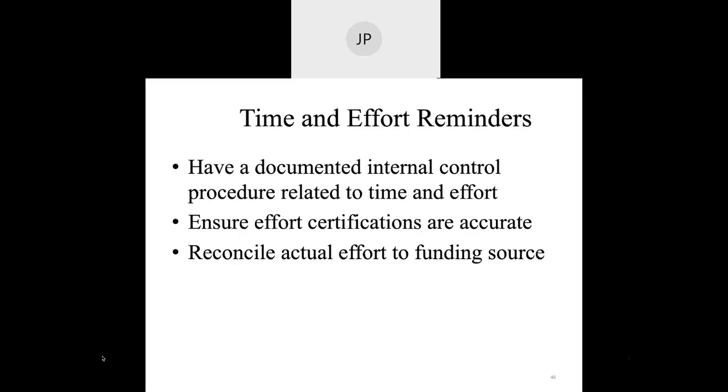As a reminder, time and effort must be supported by a system of internal controls which provide reasonable assurance that charges are accurate, allowable, and allocable, and those controls in place must be documented. Okay, so the documentation of time and effort must be accurate and reasonably reflect the total activity for which employees are compensated. So that's from all sources, federal and non-federal sources. There should also be a periodic reconciliation of actual effort to the funding source, which in this instance is ESSER 3.